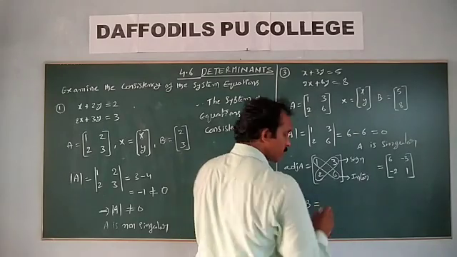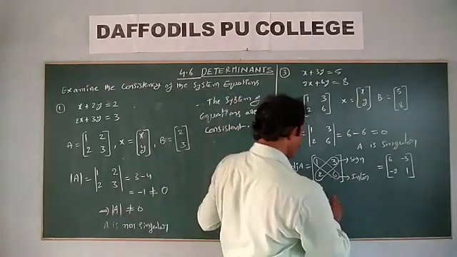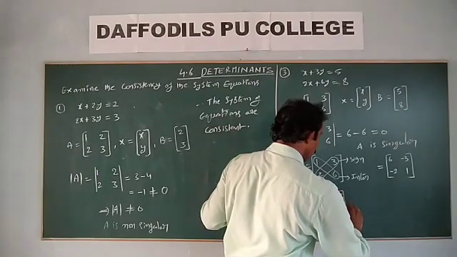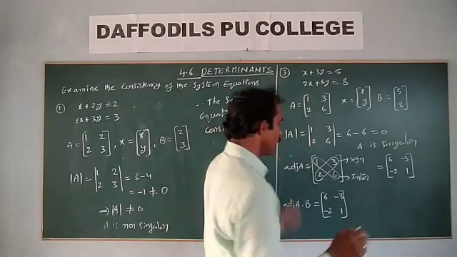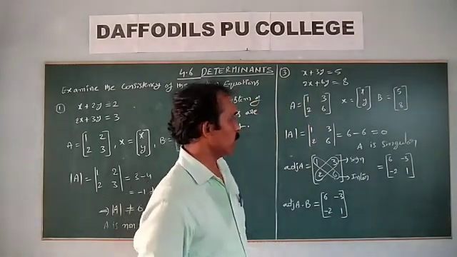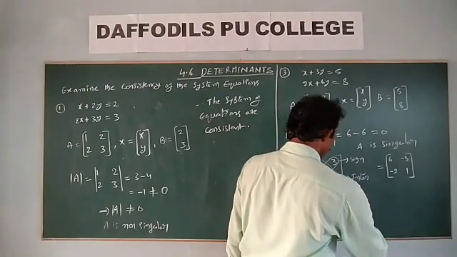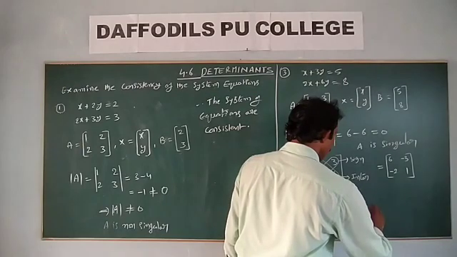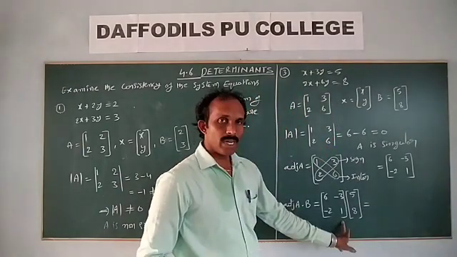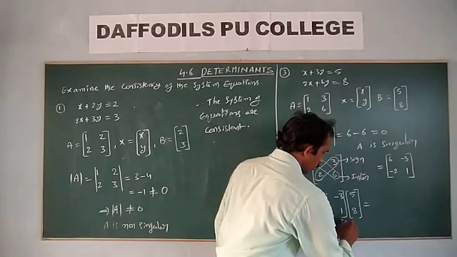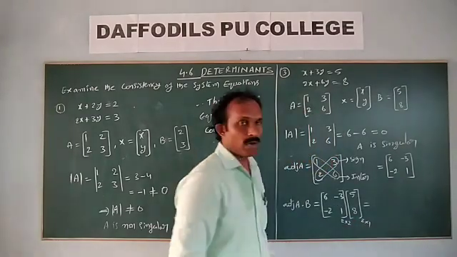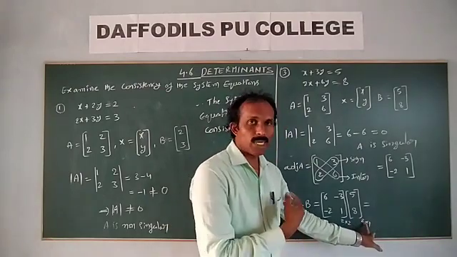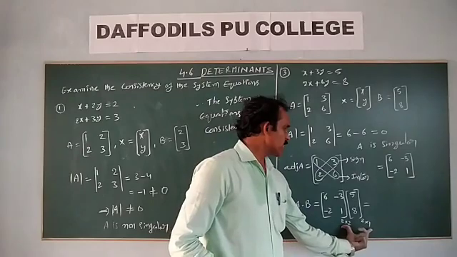Adjoint A into B. What is adjoint A? 6, minus 3, minus 2, 1. Okay, what is B? 5, 8. This is a 2 by 2 matrix and a 2 by 1 matrix. If the first matrix's columns equal the second matrix's rows, then multiplication is possible. The resultant answer is 2 by 1.